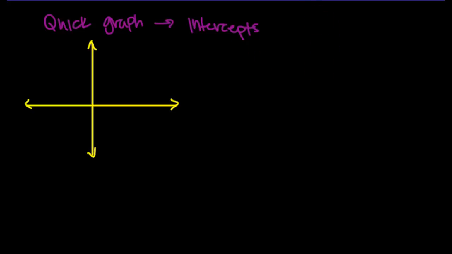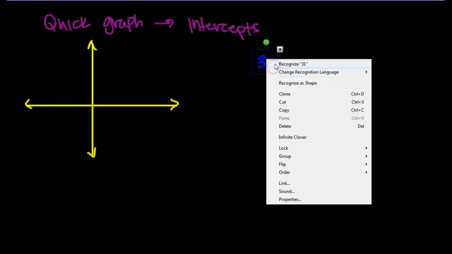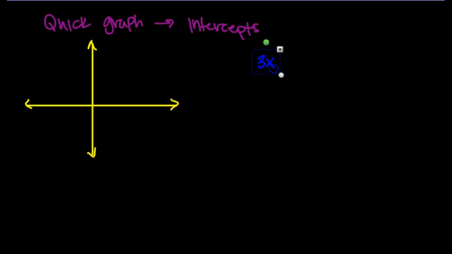Sorry. All right. It will be in a form where we can quick graph it. So, for example, 3x plus 2y equals 6. If you already know how to quick graph this, then please go ahead and do that.